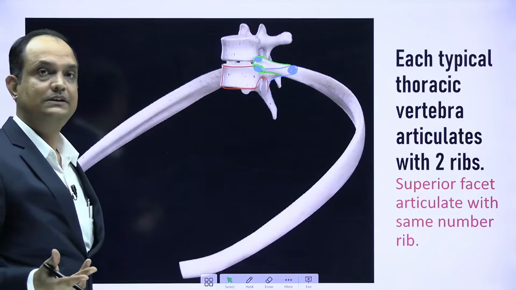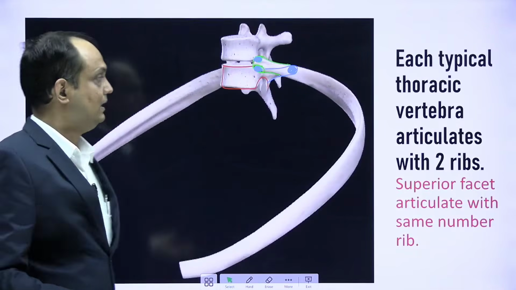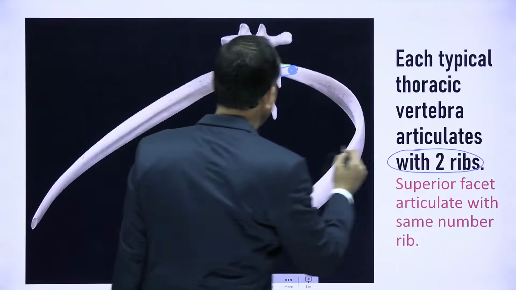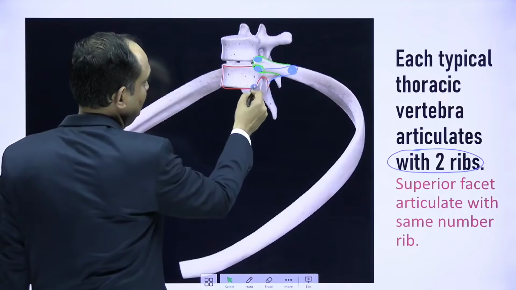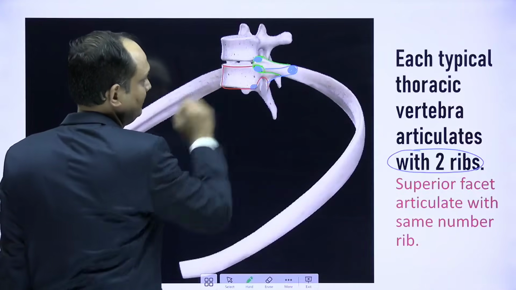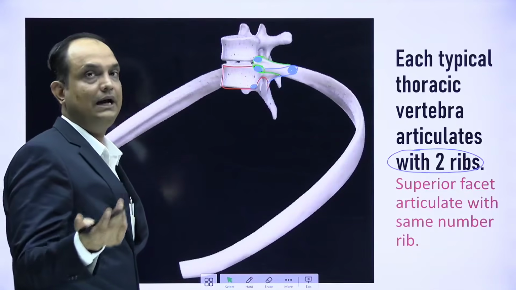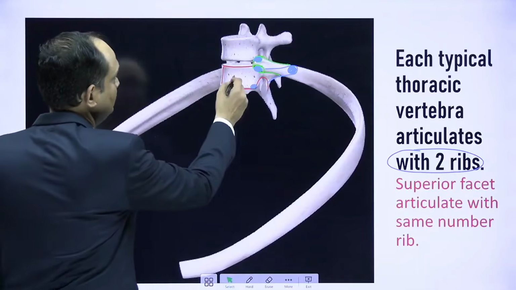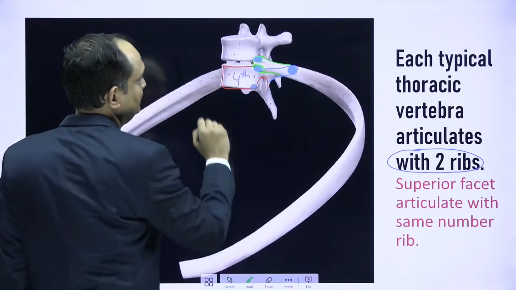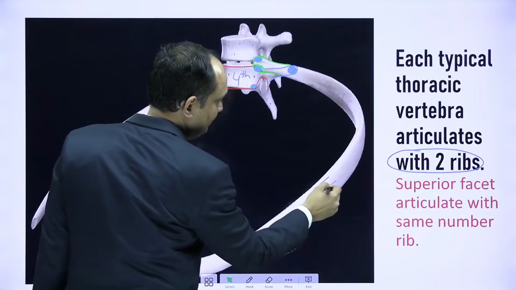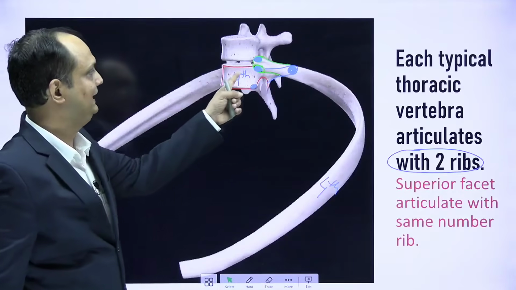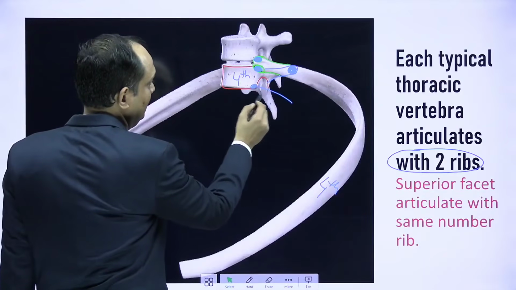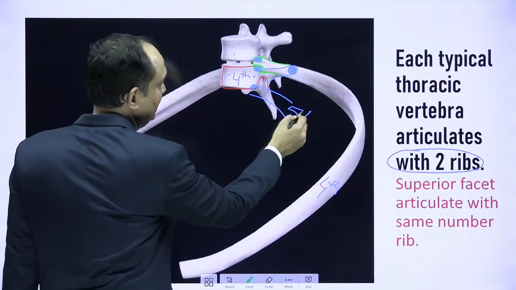Now the question is about the numbering of the rib. You have to keep this in mind, that each typical thoracic vertebra articulates with two ribs, one facet comes here, one facet comes here. So how to number the vertebra and the rib? The superior facet articulates with the same number. What does it mean? Suppose this is the fourth vertebra, then this has to be the fourth rib. If it is a fourth vertebra, then what is the number of the rib? Fourth rib. Then which rib will come here? Ultimately you will have the fifth rib that will come here.